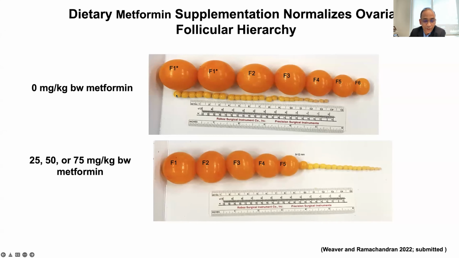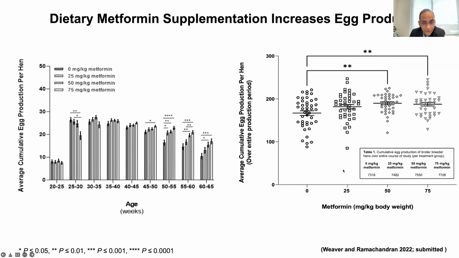And please note here a large number of pre-hierarchical follicles as well, not just the 2 F1 pre-ovulatory follicles. On the other hand, with metformin treatment, you can see much more streamlined, fewer pre-hierarchical follicles. So what is at the end of the day?